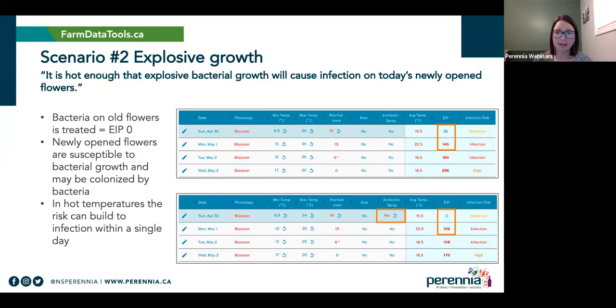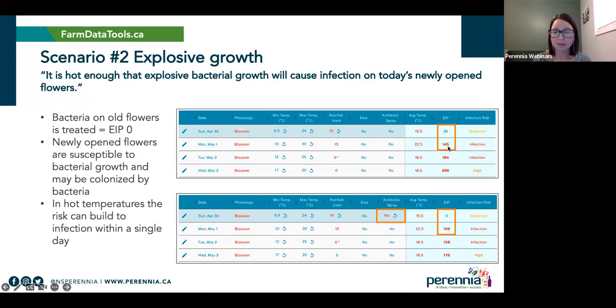Okay, so in this case, we've got an example where there's no antibiotic spray and it's going to be really hot on the next day. So it's going to get up to 30 degrees. And you can see that the prior day, there was only a level of 36 representing bacteria. And then that EIP value goes up to 145 the next day.